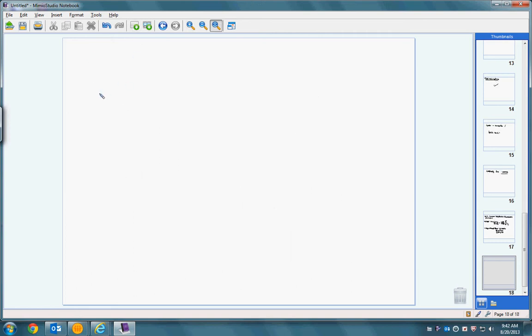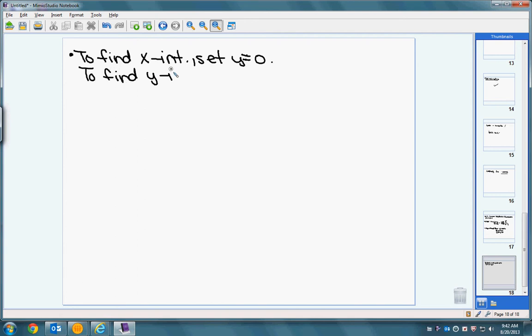Now we're going to talk about x and y intercepts. To find the x-intercept, you set what to 0? Y. To find the x-intercept, you set y equal to 0. This is going to be substitution when we get there. To find the y-intercept, you set x to 0 and solve.